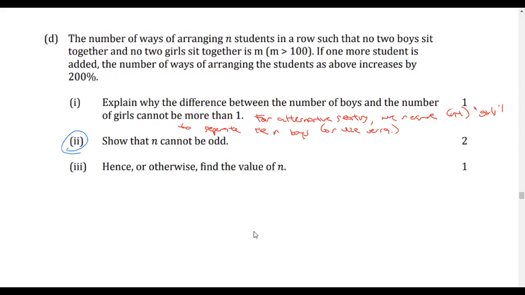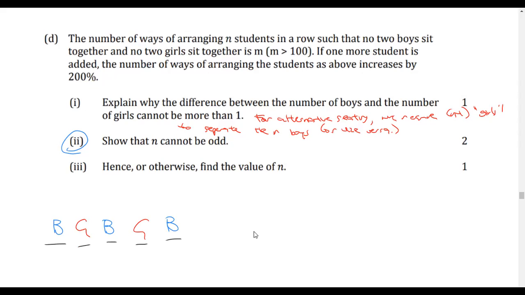Now, the second part, show that n cannot be odd, probably is a little bit confusing as a question, because we've demonstrated that, well, it can be odd, right? I mean, we demonstrated earlier that if I have boy, boy, boy, girl, girl, I have this. This is an odd number. I've got 5 students. It's working. So just looking at this, it's very clear that n can definitely be odd.